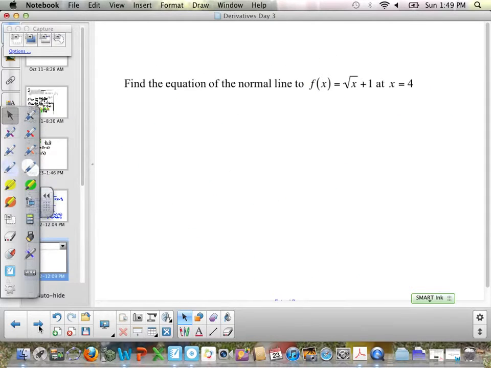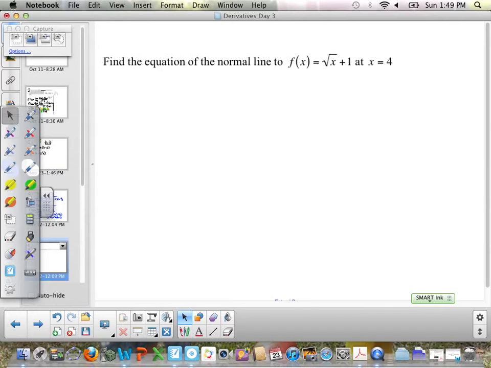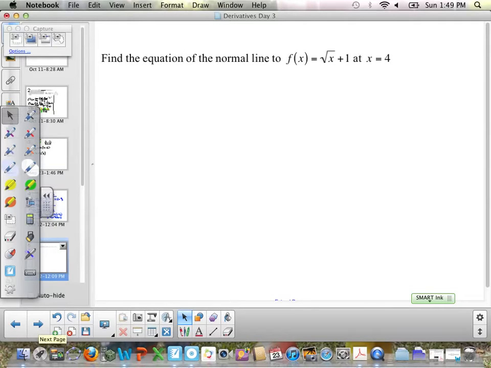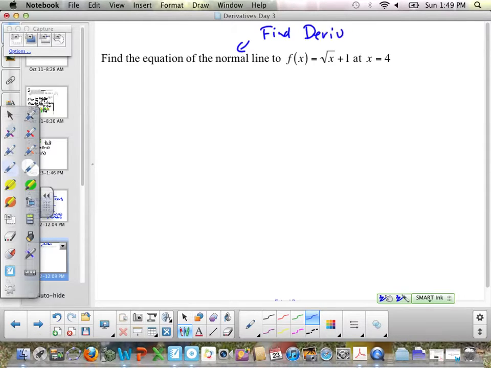Find the equation of the normal line, okay? Normal just means perpendicular, all right? So to do this, to find the equation of the normal line, what we do is we find the derivative and make perpendicular.